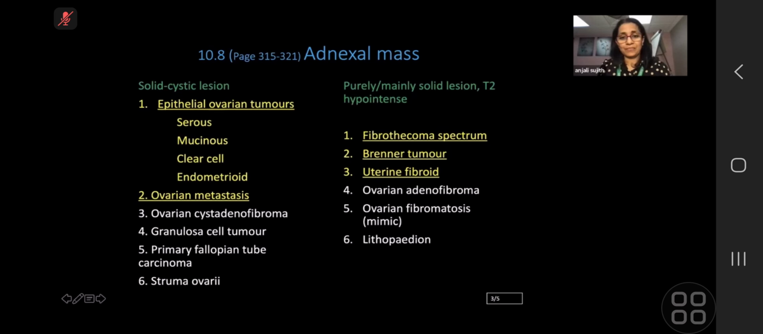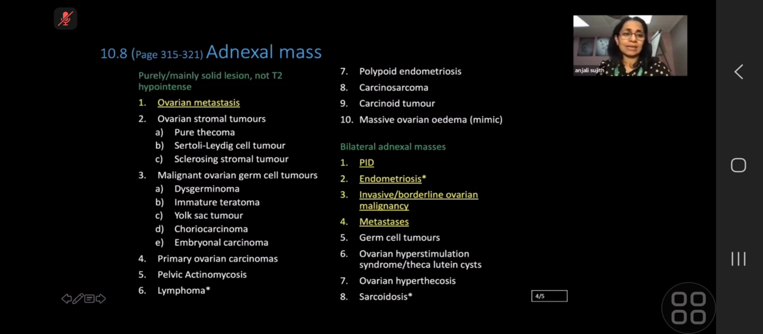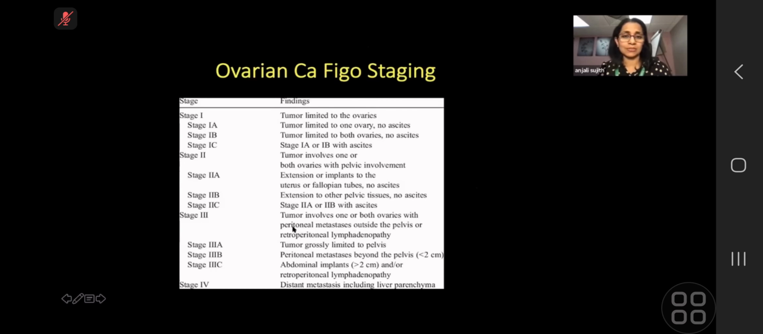Okay, so the classification goes again like mainly solid lesion, not T2 hypointense, and bilateral adnexal lesions. We will be covering most of the highlighted ones, the yellow highlighted ones. So that brings us to the staging of ovarian carcinoma.